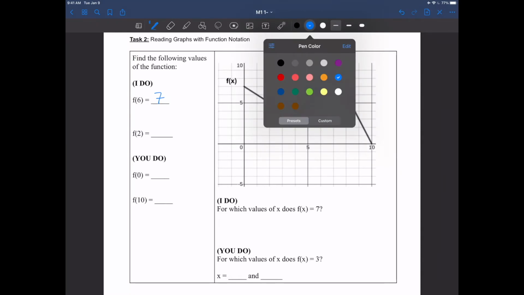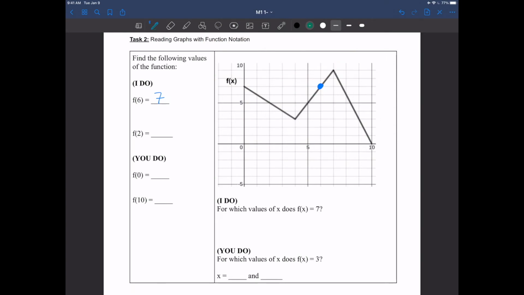I'm going to change my color, and I'm going to find f of 2. So here's x equals 2. I'm going to go up to my graph, and then I'm going to read the y value, which is 5. Okay, so I'm going to put that here, and then I'm just going to show the point here. Okay, so why don't you try these two problems? Find f of 0 and f of 10.